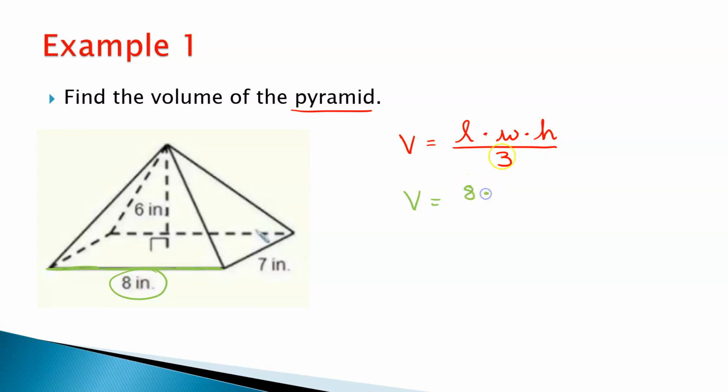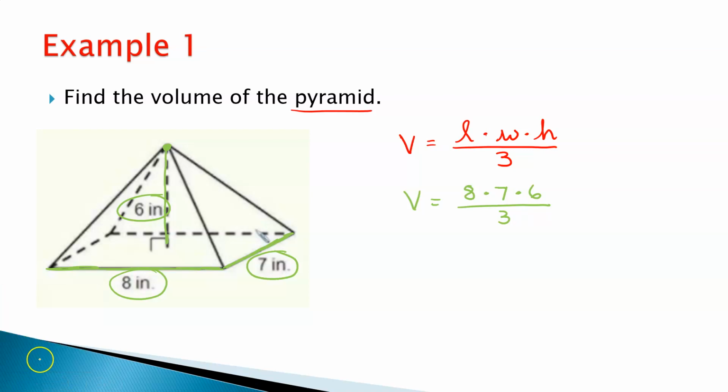So 8 times, what's my width? Well, my width is the other side over here, which is 7, and I'm going to multiply that by my height. Now again, the height is from the very bottom floor to the very tippy top of this pyramid, which in this case is 6 inches. And then we're going to divide all of that by 3. We're going to take 1/3 of that rectangular prism that we created by multiplying length times width times height.